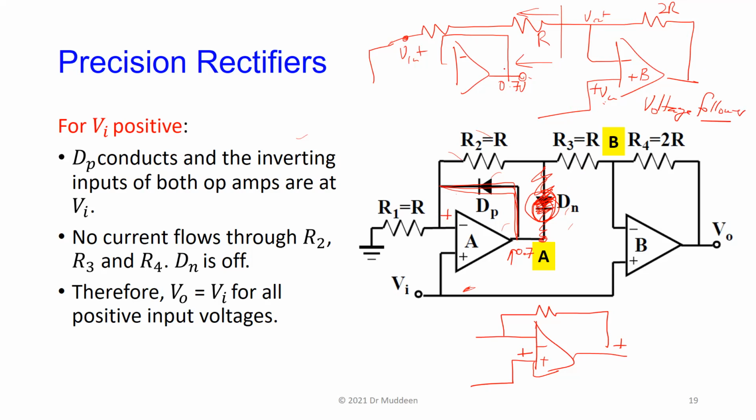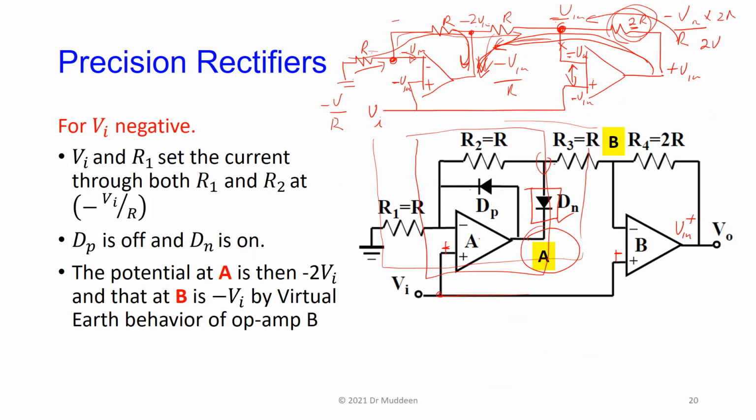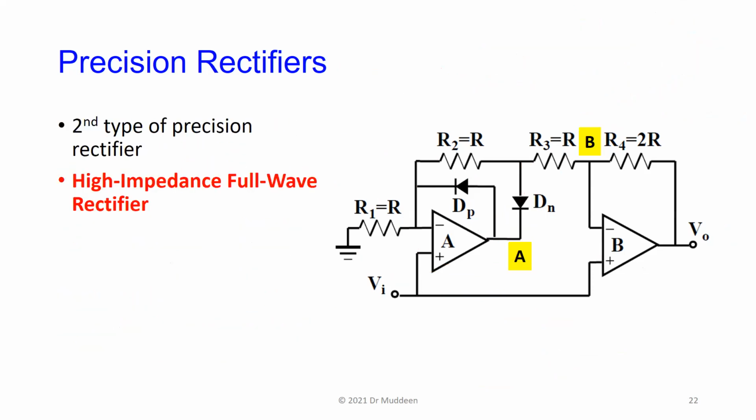When Vn goes negative, if I didn't have anything else here, it's a voltage follower and this would go negative. But that is where op amp A kicks in. When Vn goes negative, it brings Dn into the picture, and we have this circuit created where this connection is made. So op amp A is now in the circuit as well as B. And as it turns out, it still gives me a positive output, which is why we get the full wave rectifier behavior here.